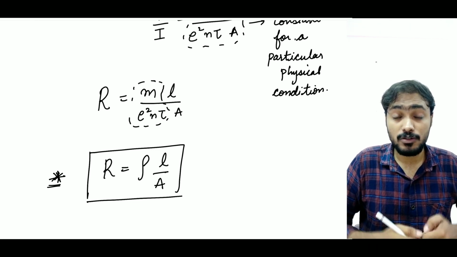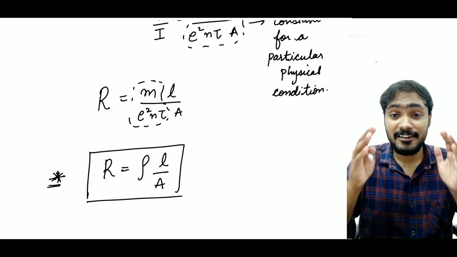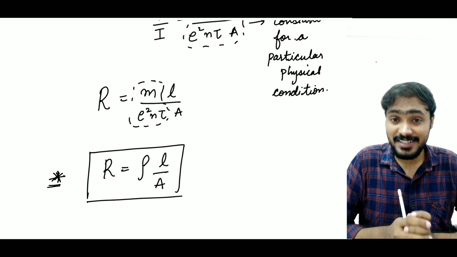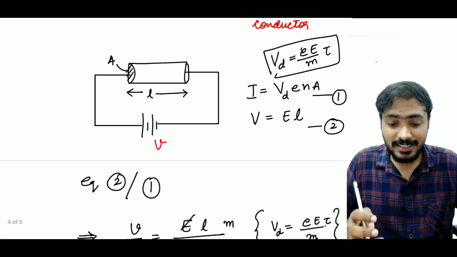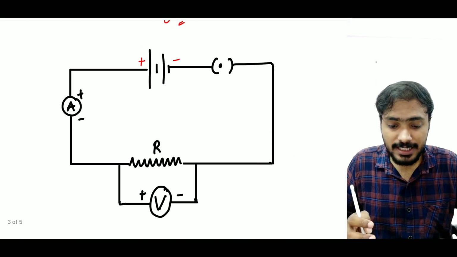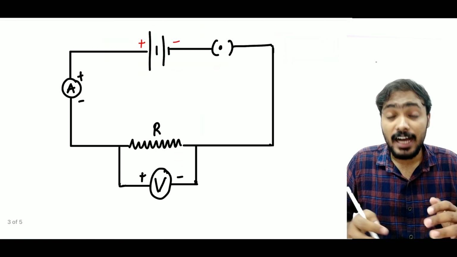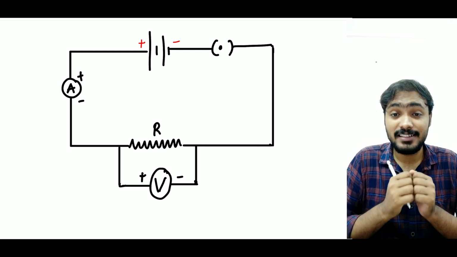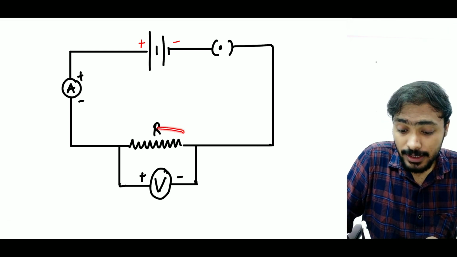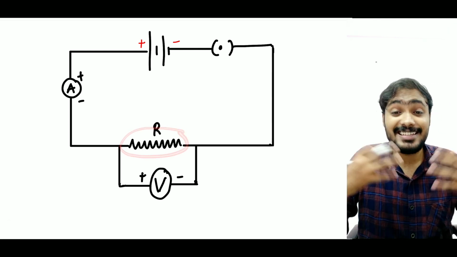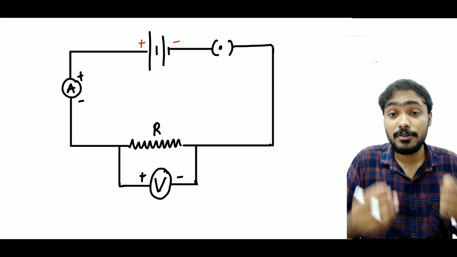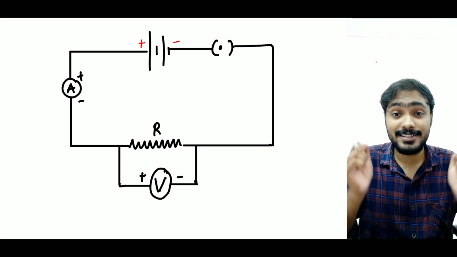But I hope you can understand what Ohm's law actually is. So what is Ohm's law? Let me give you the diagram here. Under a constant physical condition, the current flowing through your conductor is directly proportional to the potential difference across it.